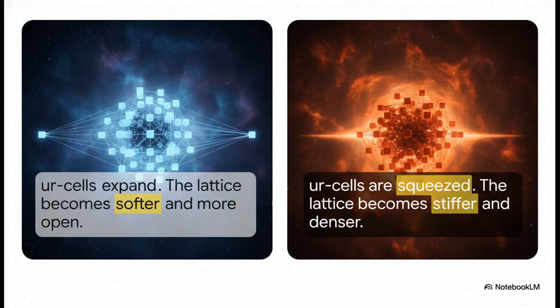So you've really got two basic states here. On one hand, you have expansion. The cells get bigger, the whole lattice opens up, and, this is super important, it gets softer. On the other hand, you've got compression. The cells are squeezed tight, the lattice gets way denser, and spacetime becomes stiffer. And I want to be clear, this isn't just a metaphor. We're talking about a real physical change to the fabric of reality.